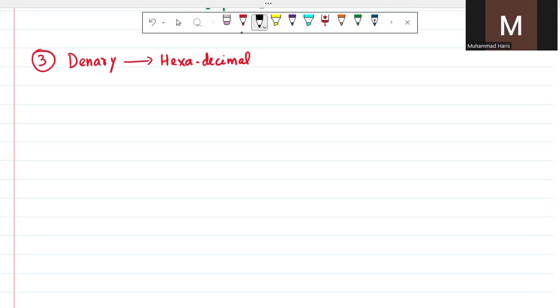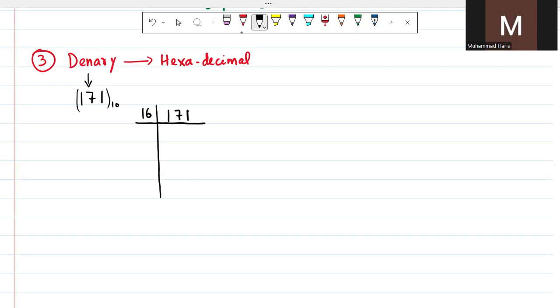So suppose a number given to you is 171. This was the Denary number, and the examiner asked you to convert it into the hexadecimal number system. So guys, that method is very easy. You can simply divide it by 16, like the LCM method, which you have done in 7th or 8th classes. So that's the very easy thing. You should divide it by 16.